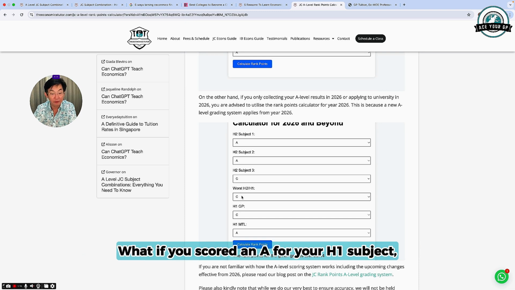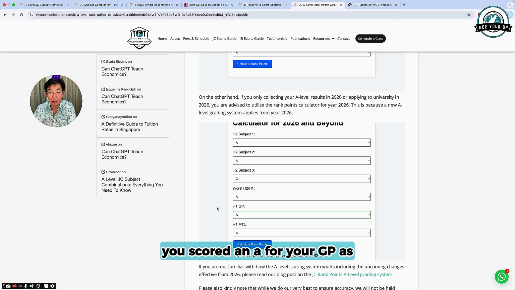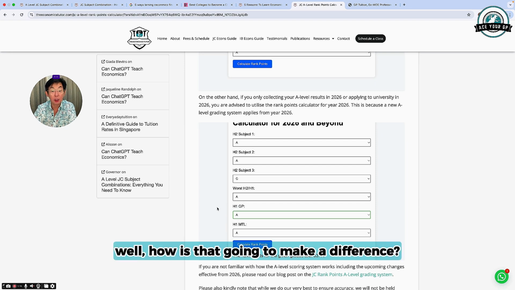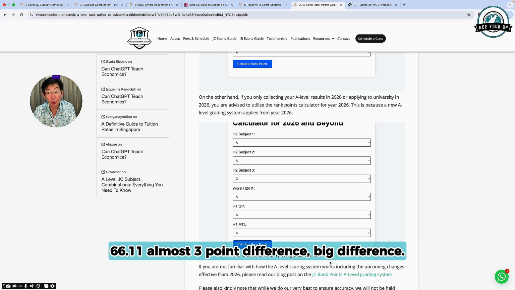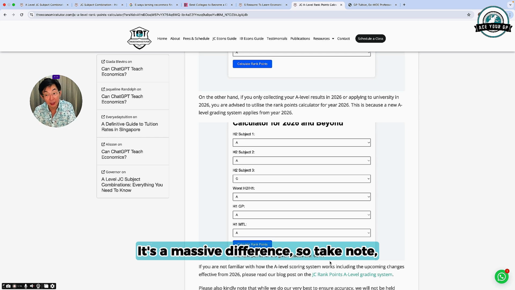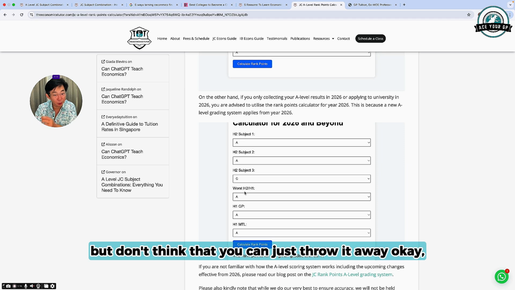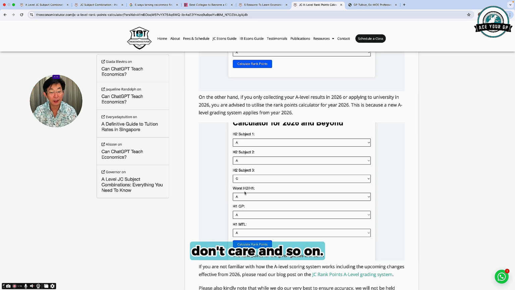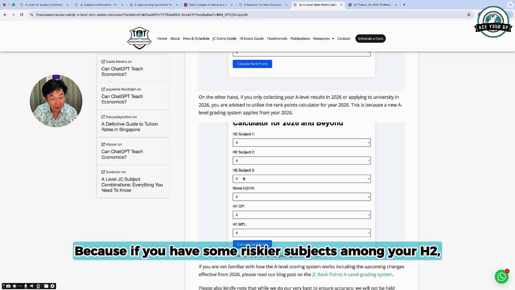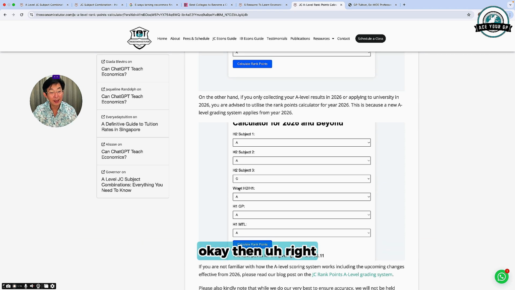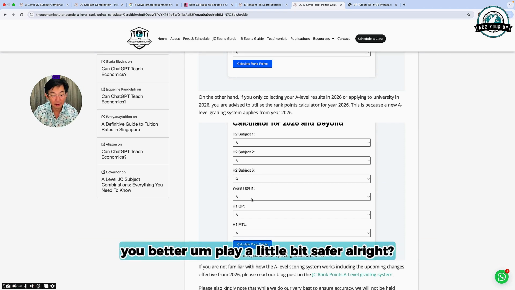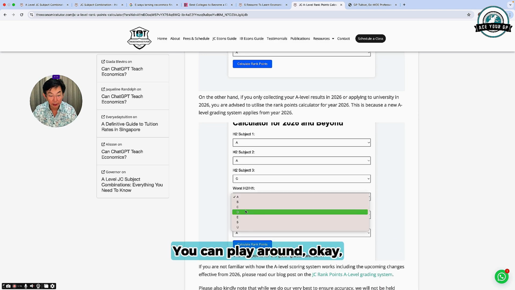What if you score an A for your H1 subject, you score an A for your GP as well? How is that going to make a difference? 66.11, almost 3-point difference. Big difference. It's a massive difference. So take note, you have H1 subject, but don't think that you can just throw it away, don't care, and so on. Because if you have some riskier subjects among your H2, then you better play a little bit safer.